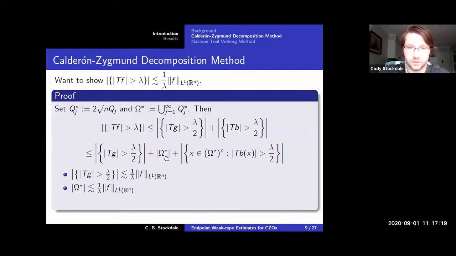This second part is because omega star is the union of these Q_j stars, and each Q_j star is basically a dilation of Q_j. Using the doubling property, we can relate that to just the measure of each of the Q_j's.